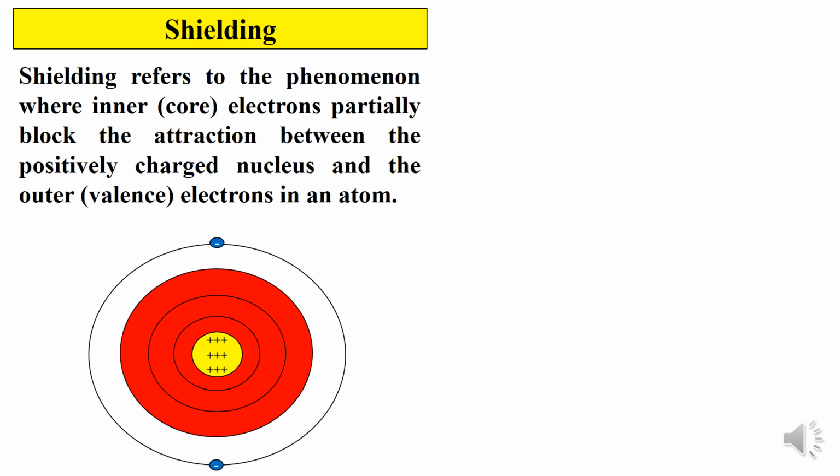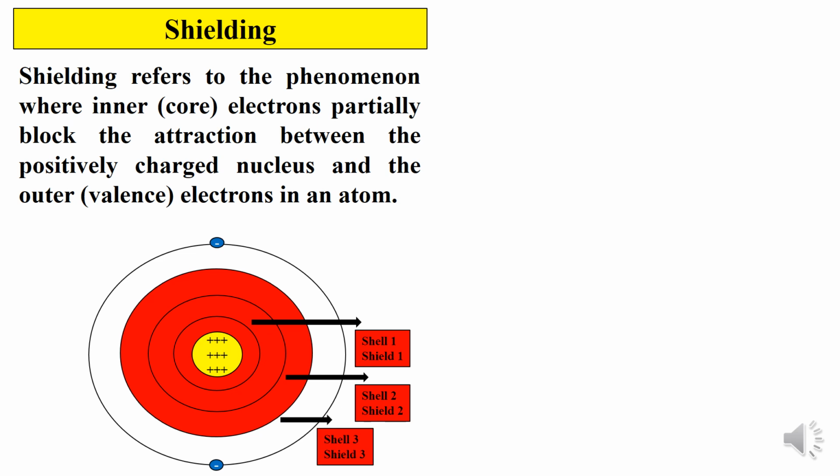In this atom, we find a total of 4 shells. The first shell with core electrons acts as shield 1. The second shell with core electrons acts as shield 2. And the third shell with core electrons acts as shield 3.